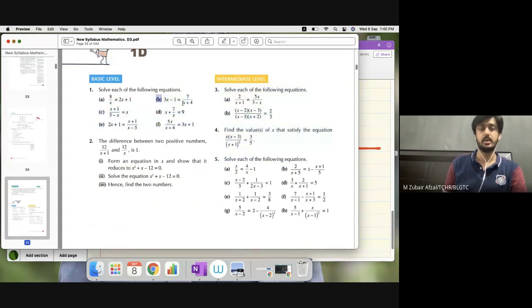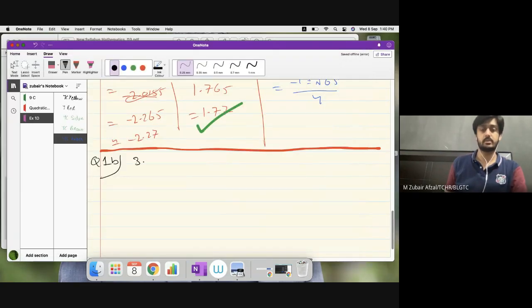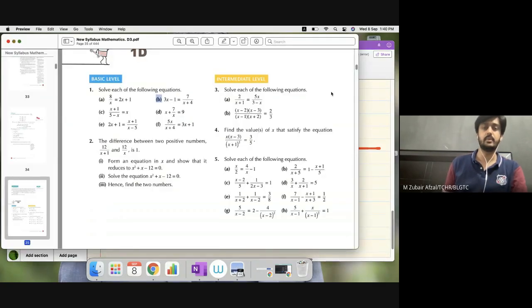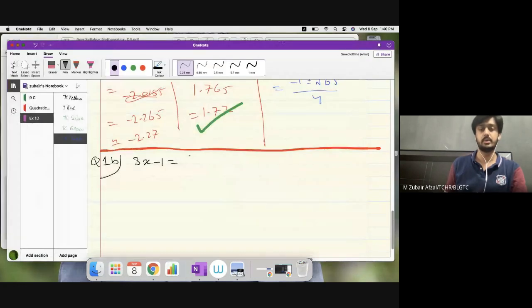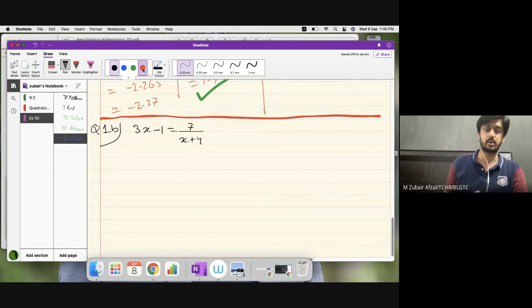B part. 3x minus 1 equals 7 over x plus 4. Again, we have only a single fraction on one side, so we can cross multiply. Do not forget to use brackets. 3x minus 1 will be multiplied with x plus 4. For those who are forgetting, multiply 3x with both the numbers.